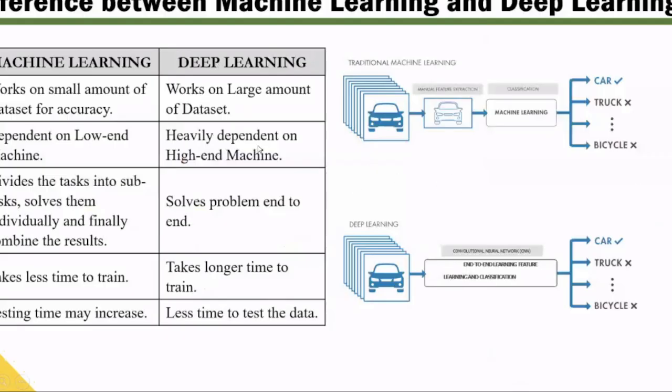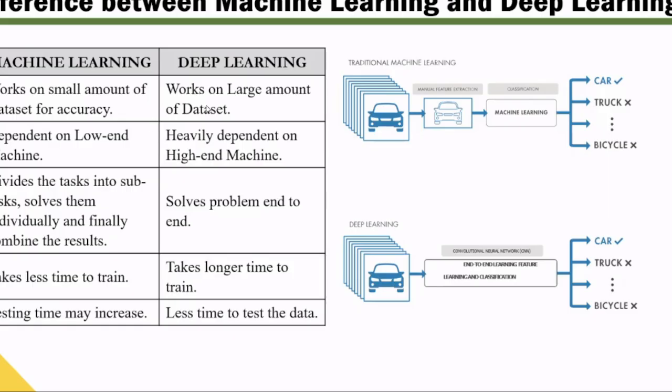See the difference between machine learning and deep learning. The first column is completely about machine learning. Machine learning works on a small amount of data, but deep learning works on a large amount of data, because nowadays there are a lot of sensors and every smartphone is connected with the internet, so it is generating big data, so no problem in that case. Machine learning depends on low-end machines; even we can run those machine learning models on our low-configured laptops and desktops too.